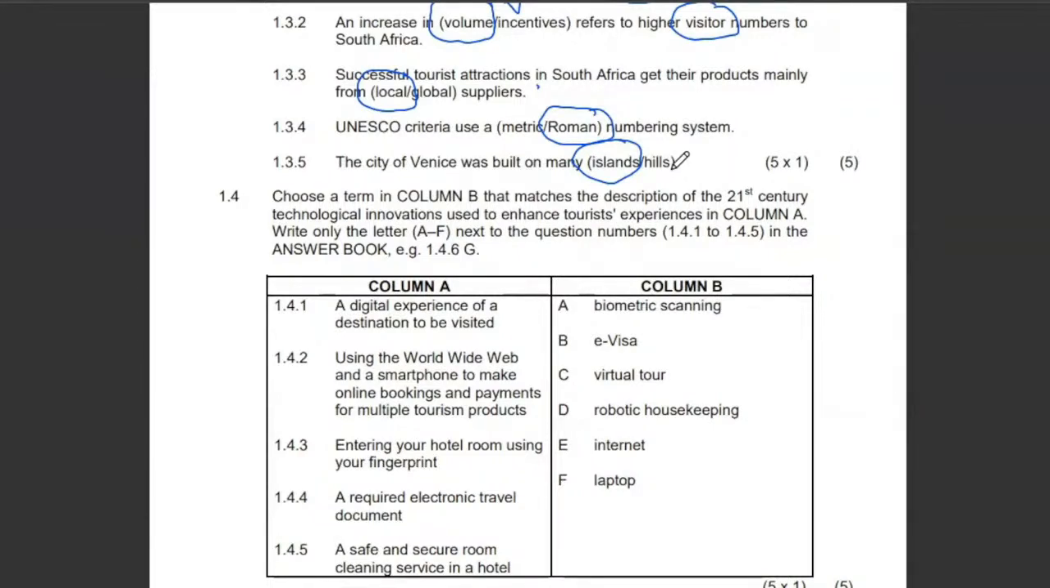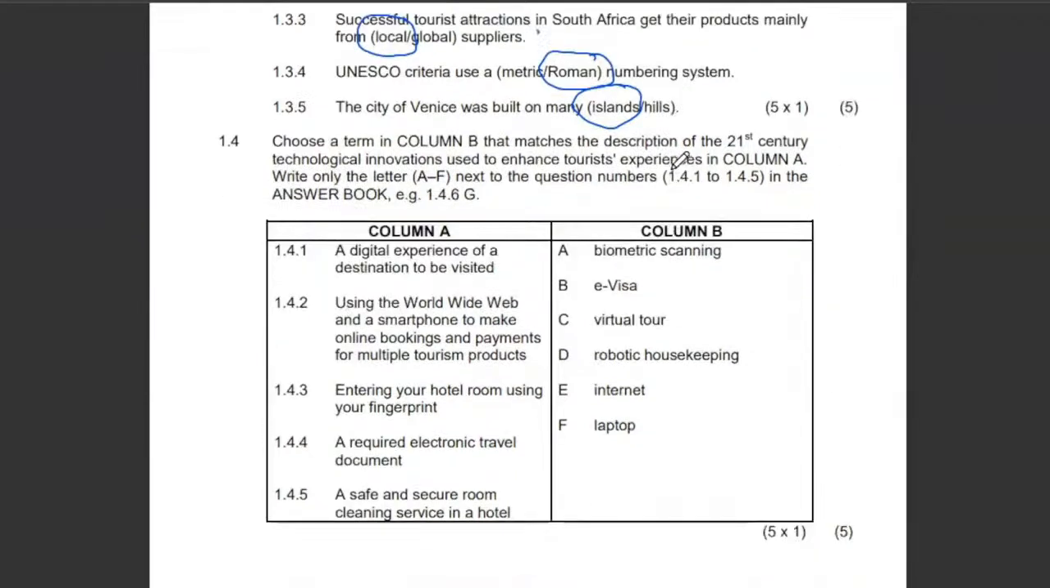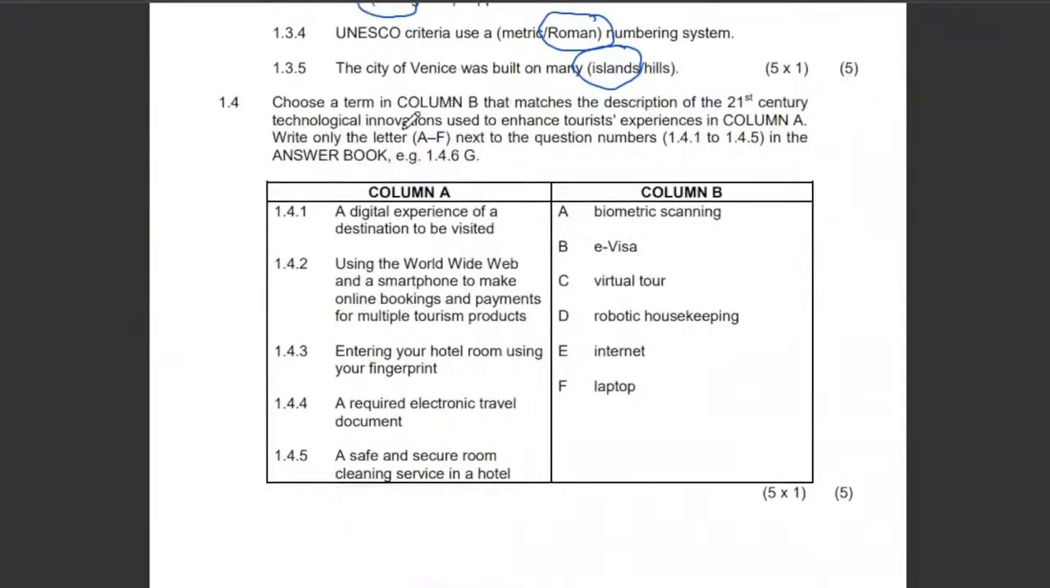1.4, choose a term in column B that matches the description of the 21st century technological innovations used to enhance tourist experiences in column A. So we are only going to write the letter A to F next to the question numbers 1.4.1 to 1.4.5 in the answer book. So the first question reads, a digital experience of a destination to be visited.